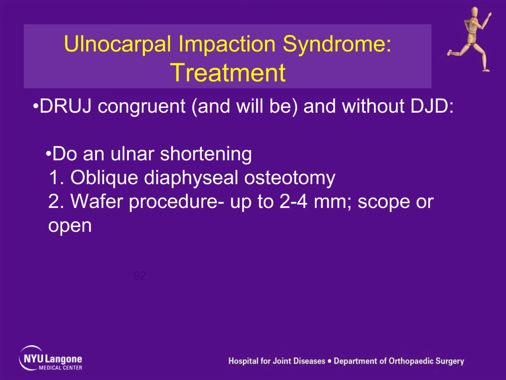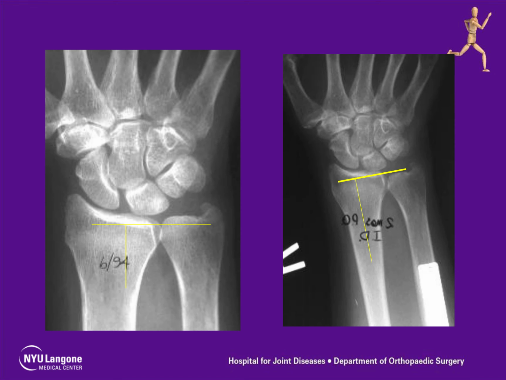One is if the distal radial ulnar joint is congruent, meaning it's got a good arc of curvature between the radius and the ulnar head, and there's no arthritis, then you basically just shorten the ulna. And that makes sense, right? If the ulna is 3 millimeters too positive, you shorten the ulna. There are two ways to do this. There's an osteotomy in the forearm, or a wafer procedure where we use a scope to debride the ulnar head.